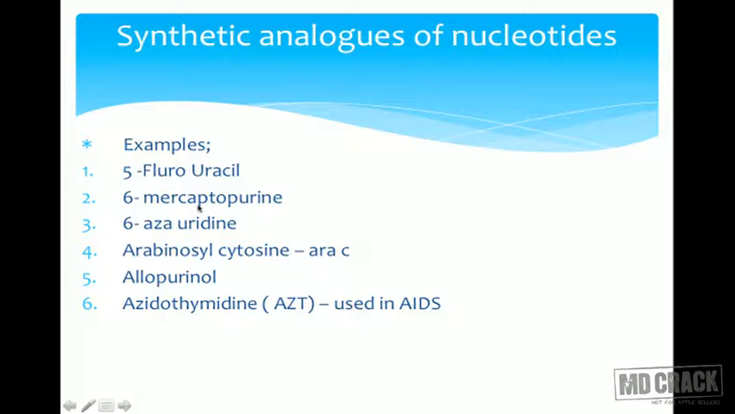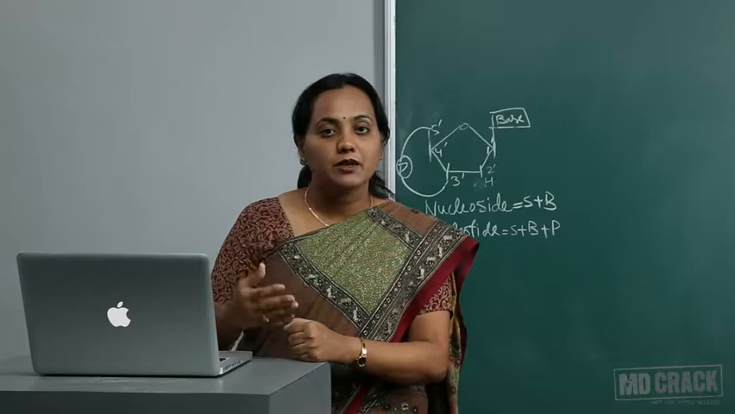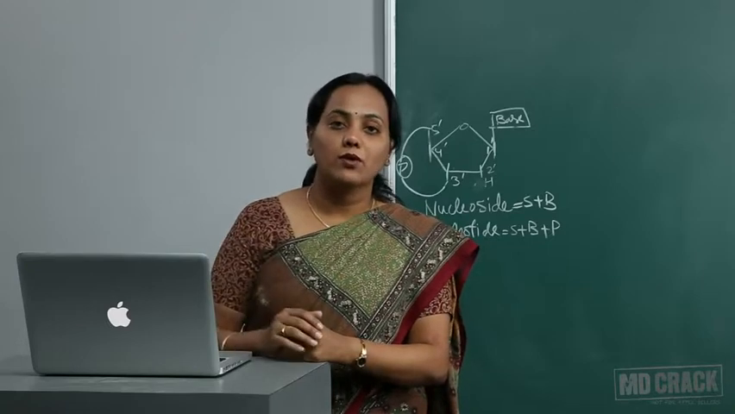Look at it, 5-fluorouracil. I'll be repeating this again where they are acting also. 5-fluorouracil, 6-mercaptopurine, azathioprine, arabinosyl cytosine, allopurinol, azidothymidine, which is used in AIDS. I will talk about all these synthetic analogues and what their actions are. You will be learning more about this even in pharmacology.